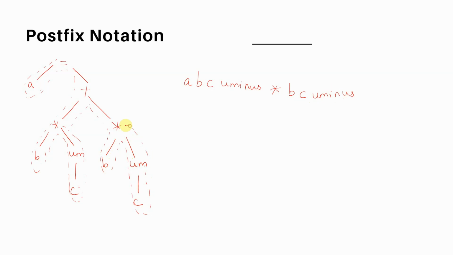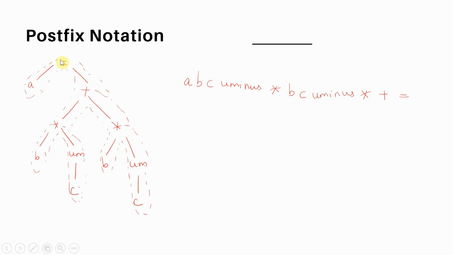Come on top, when you reach this point, you encounter star, that is the multiplication symbol. Then you come on top, you encounter plus, and finally when you come on top, you encounter equal to. Okay, this is called postfix notation. So how to write this postfix notation expression? You traverse the tree from top to down, left to right.